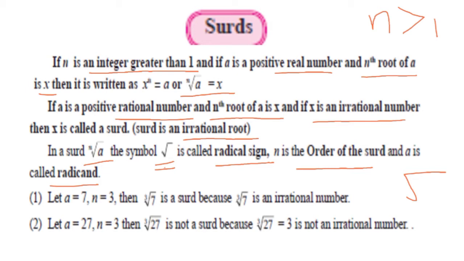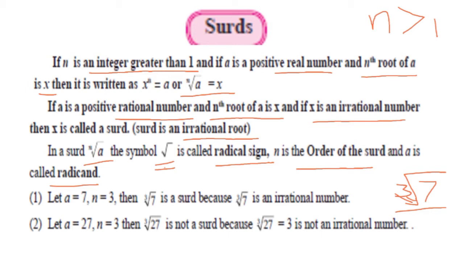For example, let a is equal to 7. Means radicand is 7. n is equal to 3. Means cube root of 7. Then cube root of 7 is a surd. Why is it a surd? Because cube root of 7 is an irrational number. That's why this example is a surd.